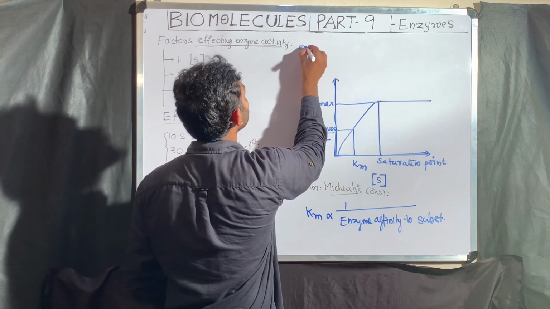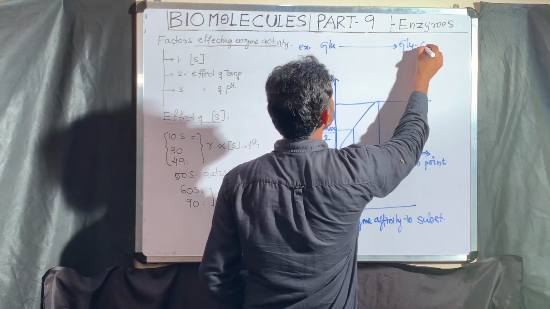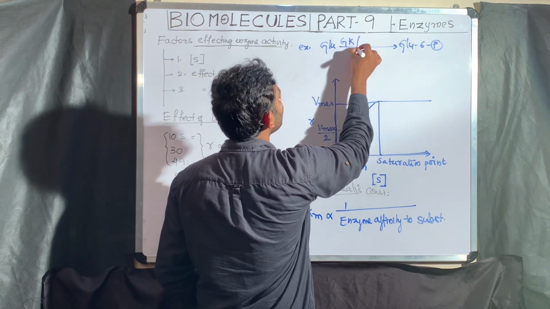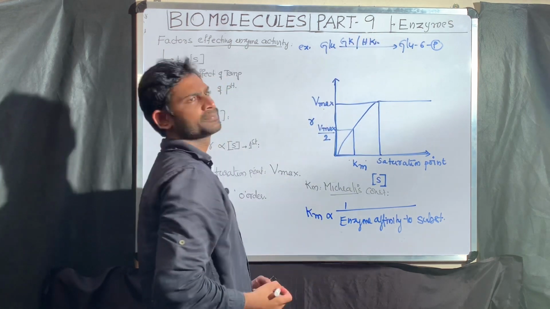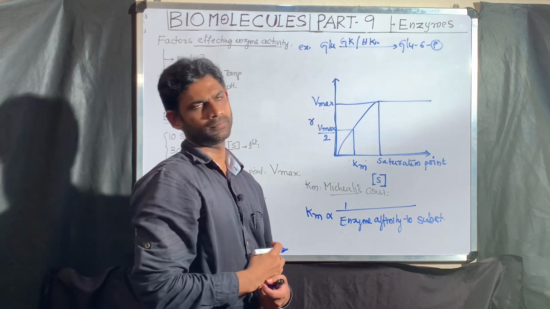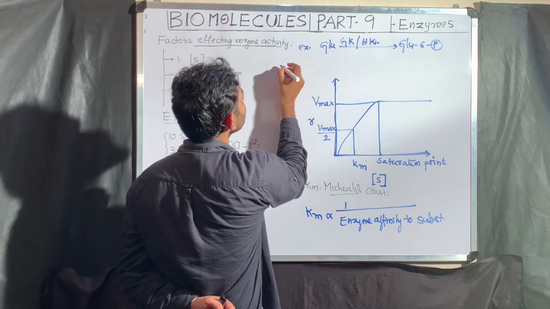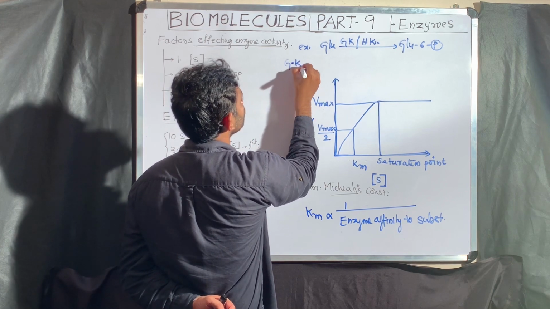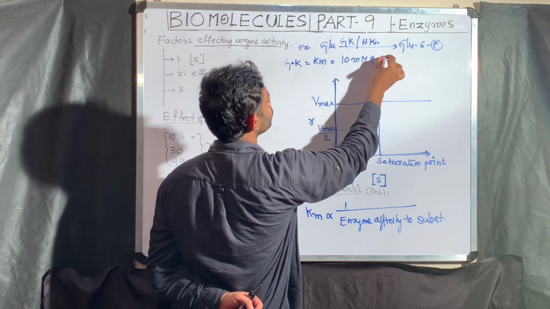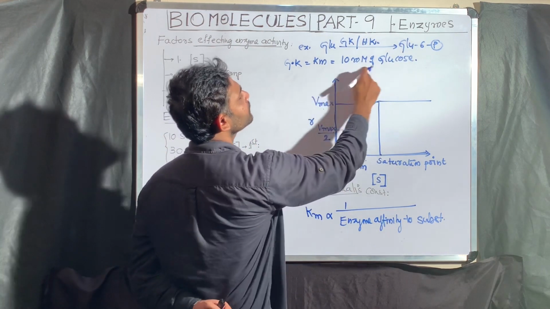For example, take one equation: glucose converts into glucose 6-phosphate. This reaction is mediated by the enzyme glucokinase or hexokinase. Now, for example, glucokinase can combine with glucose, and hexokinase also combines with glucose. For example, if you take glucokinase, Km is equal to 10 millimolar of glucose. What is glucose actually? Glucose is nothing but the substrate concentration. Km is nothing but substrate concentration.